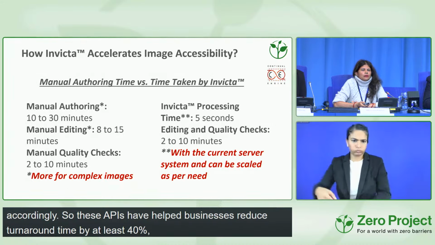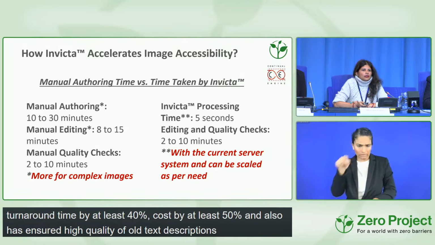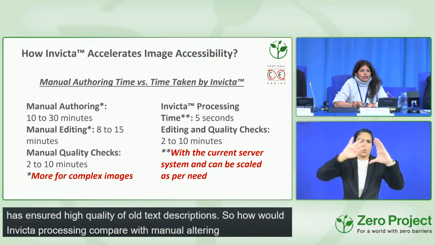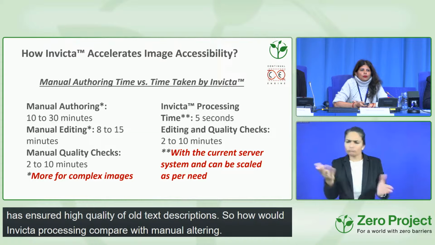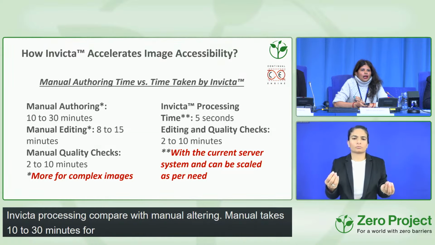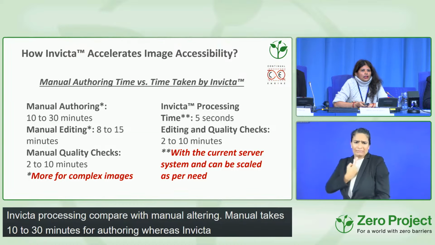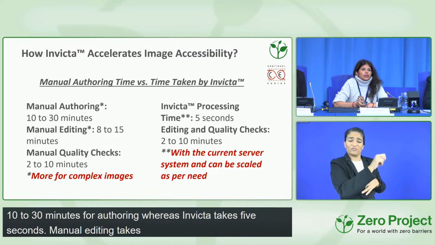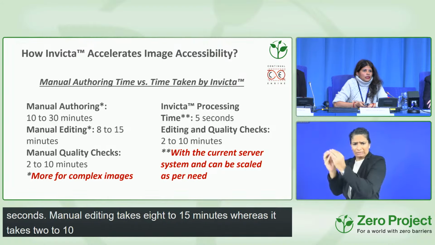So how would Invicta processing compare with manual authoring? Invicta processing an image takes around 5 seconds. Manual authoring takes 10 to 30 minutes. Manual editing takes 8 to 15 minutes, whereas Invicta editing will take much less time because it's been trained on millions of images. And with the current server system, it can be scaled. So we don't need many humans checking all the output. Scalability is something that we can achieve with Invicta.